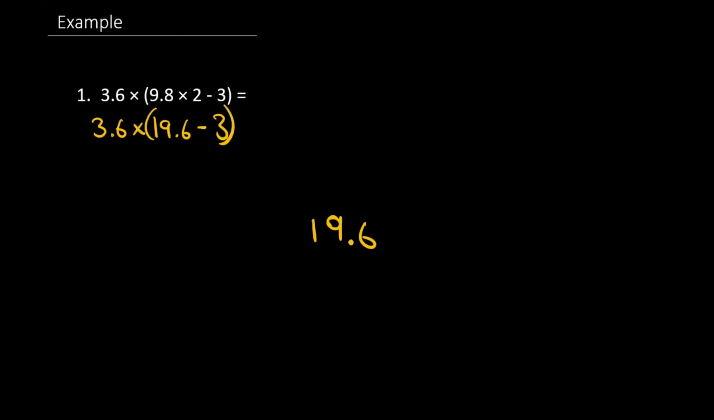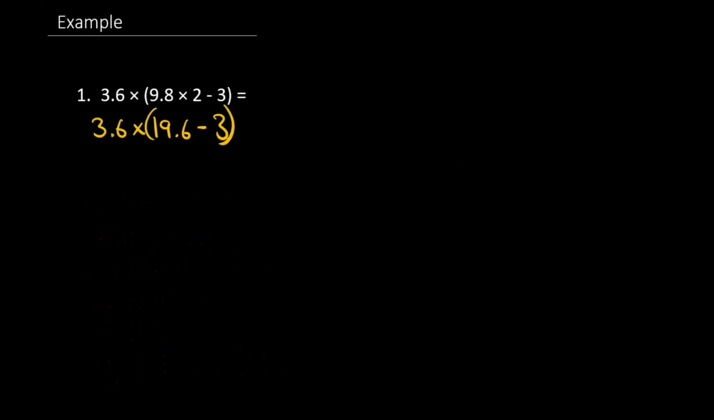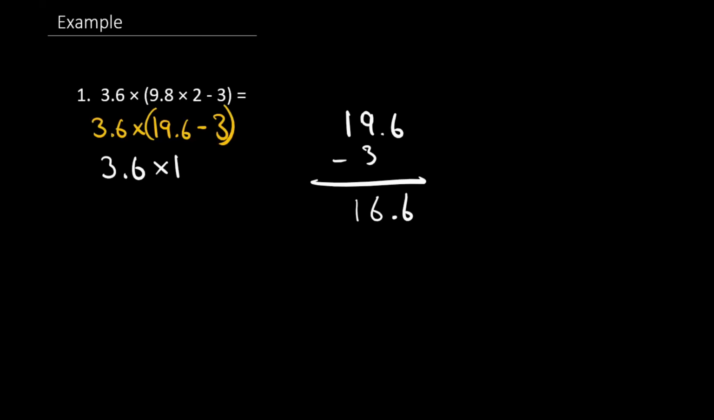Now I'm just going to erase this. Now what we do is 19.6 minus 3, because that's the first thing you're supposed to do, parentheses. So 19.6 minus 3. 6 minus nothing is 6, 9 minus 3 is 6, 1 minus nothing is 1, and then you add the decimal point right here. So we'll be left with 3.6 times 16.6.